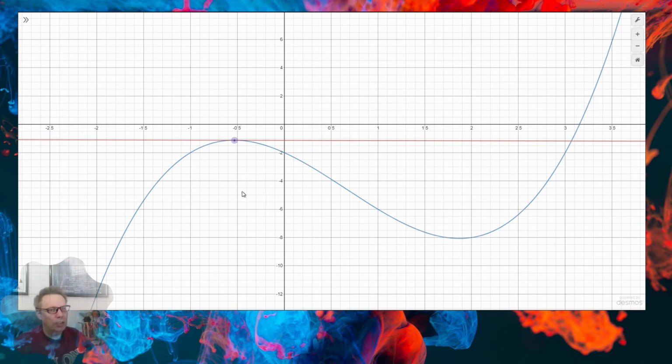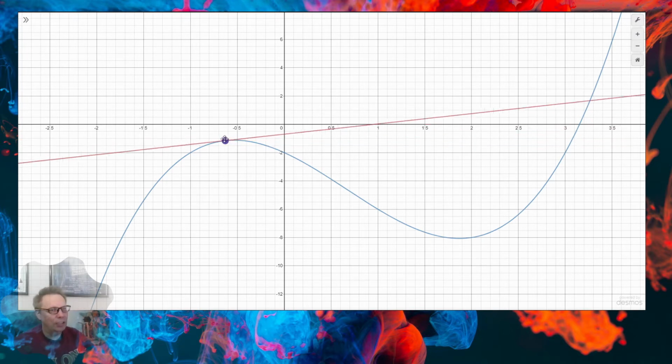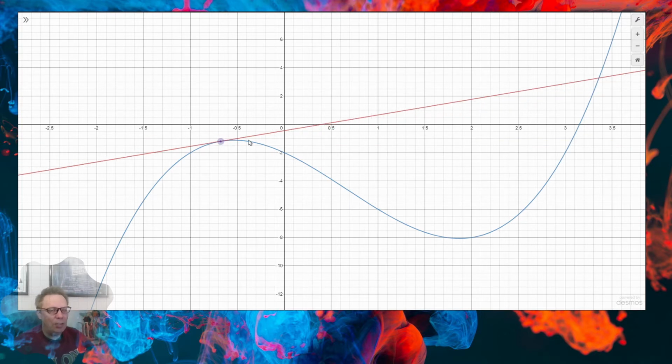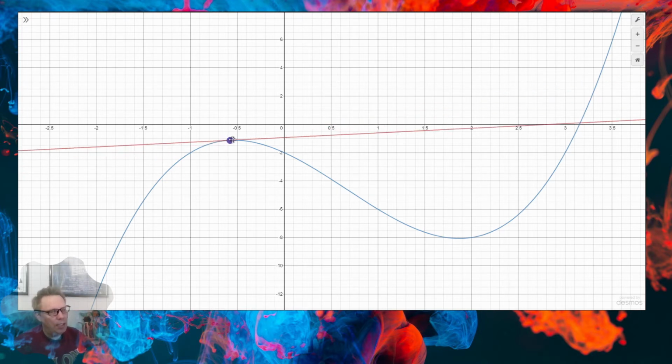So locally, in other words, just in a small region, don't worry about things really far out here. Just look at local. This line is completely above the curve.